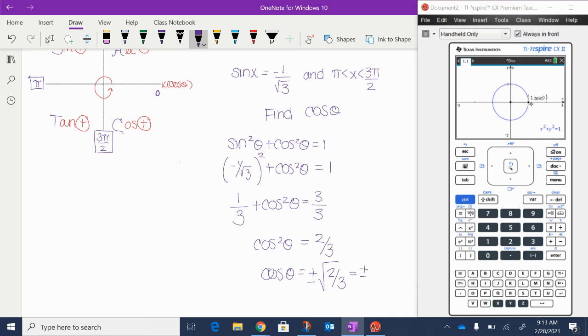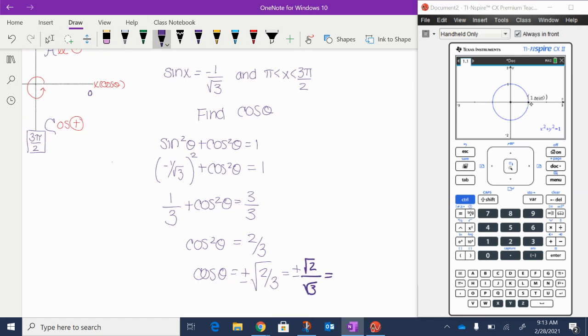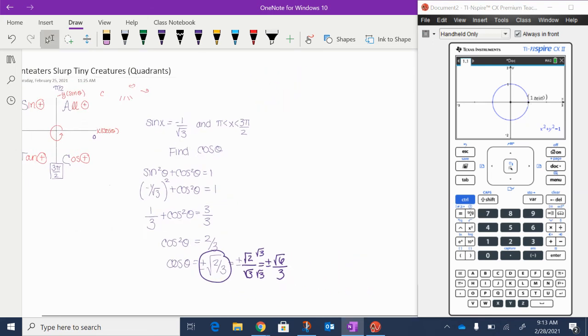We could go through and rationalize this. It just depends on how the question is asked, if it's necessary, but it is important for you to understand that all of these items are equivalent. So I can multiply by rad 3 over 3. This would give me rad 6 over 3. All of these are equivalent. It doesn't matter which one you choose as your final answer. This one's fine. But I do need to select the sign.